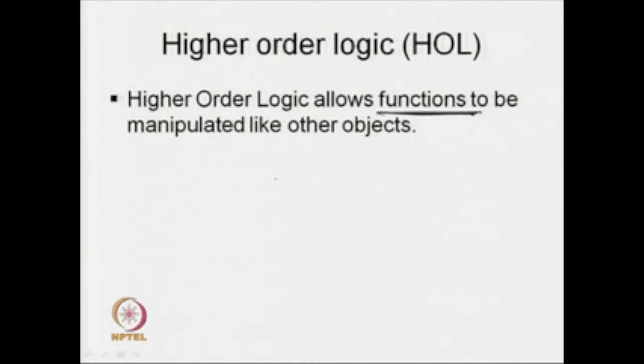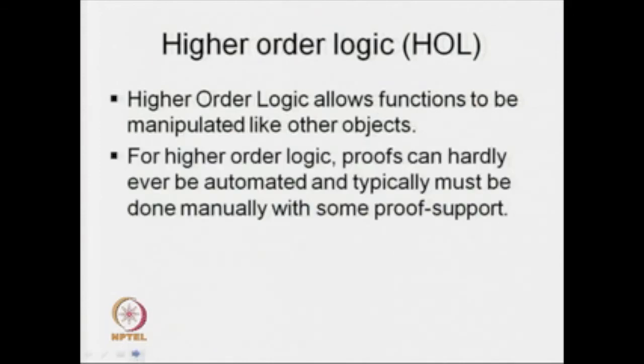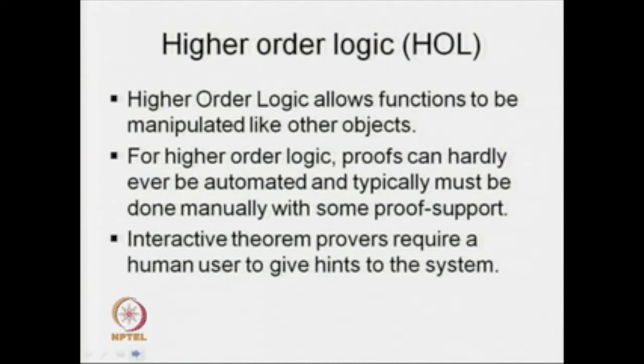So, now we can express many more things with higher order logic, but since it is complex, reasoning with higher order logic is also complex. For higher order logic, proofs can hardly be automated, and typically must be done manually with some proof support. This is the finding that we have. Because it is complex, automation is not possible, but partial automation may be possible. So, interactive theorem provers require a human user to give hints to the system. Now, we are having interactive theorem provers.